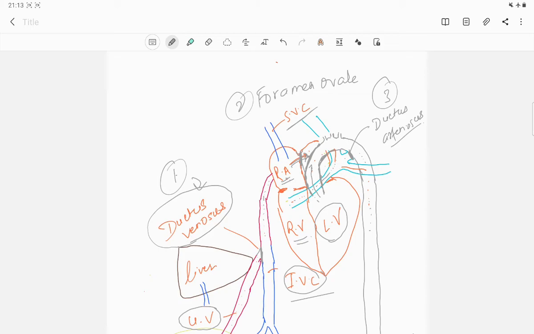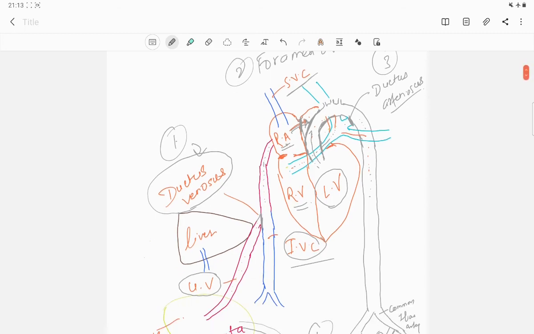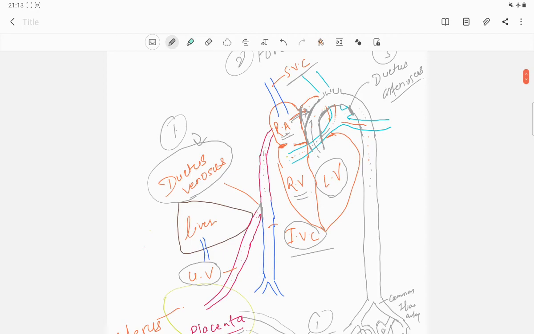Now any of these shunts, if they fail to close at birth, will lead to congenital anomalies and different problems in the circulation of the baby. We will talk about these lesions of the heart, congenital lesions of the heart, in our upcoming chapters. But this lecture was to make you understand how fetal circulation is peculiar in itself.